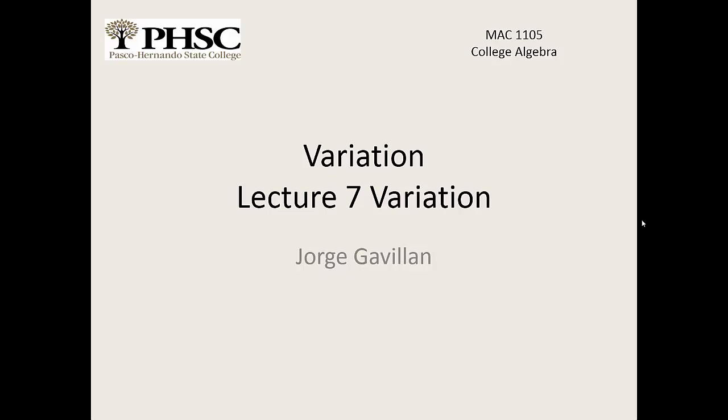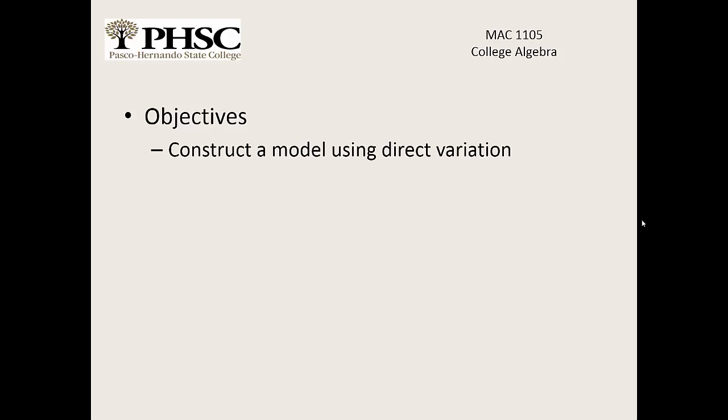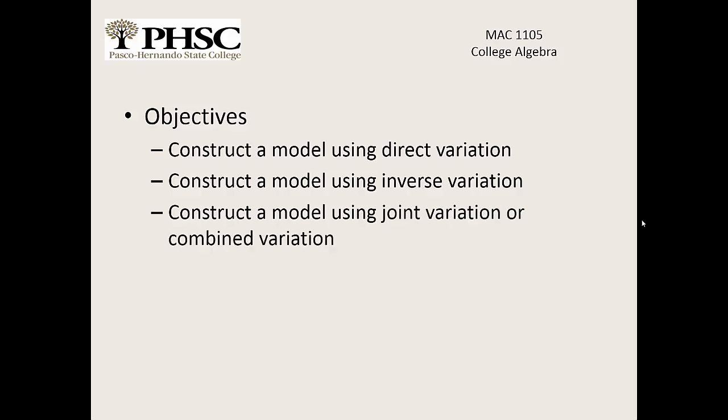Seven, variation. My name is Jorge and this is for college algebra. So here we're going to be talking about three objectives. The first thing we're going to talk about is direct variation, inverse variation, and we're also going to talk about joint variation or combined variation.